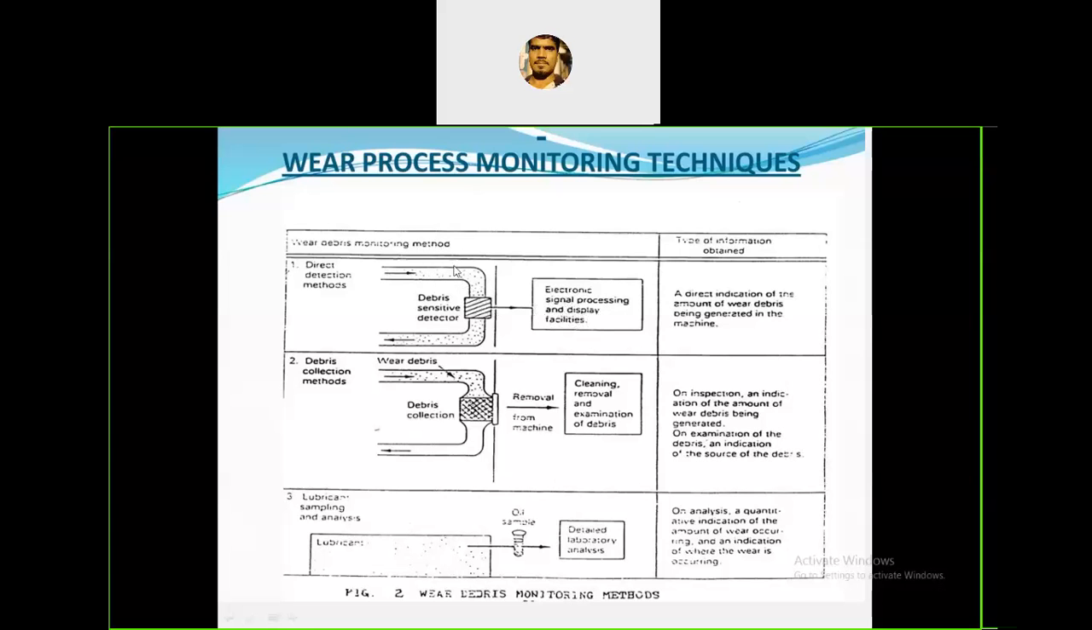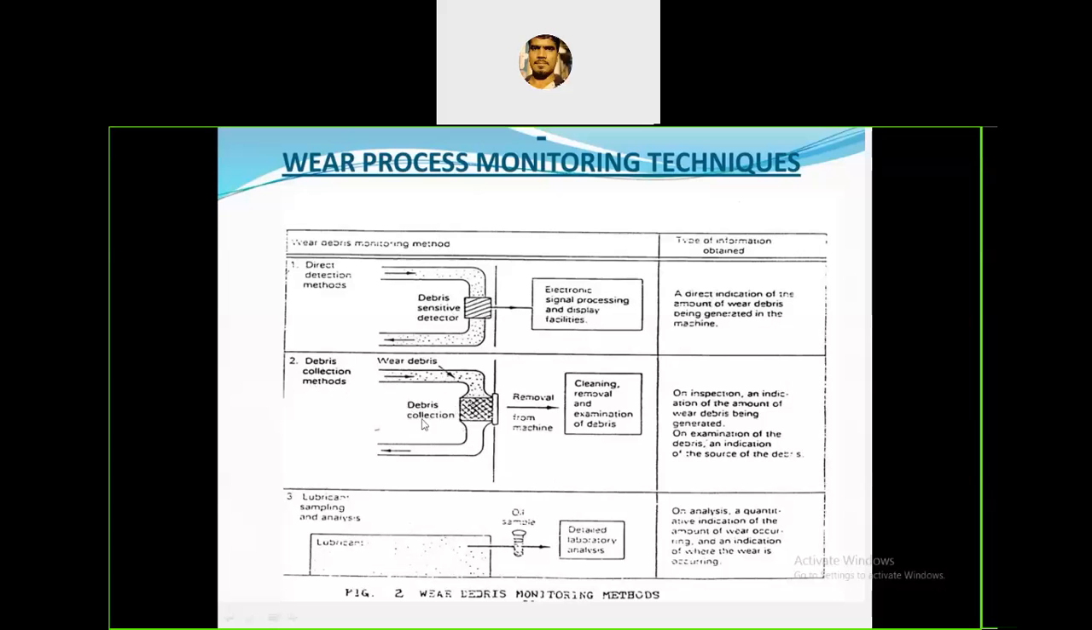We can control the flow rate, the viscosity, and the contamination. Through this pipe, the lubricant will be supplied to whatever two surfaces are in contact. This type of information gives a direct determination of the amount of debris being generated in the machine. It is a direct way of connecting, and it provides the necessary information for monitoring the wear mechanism. That is one type.